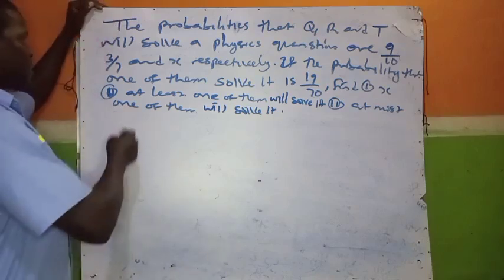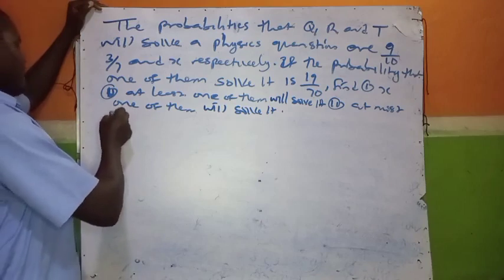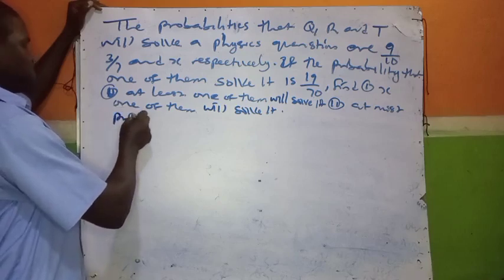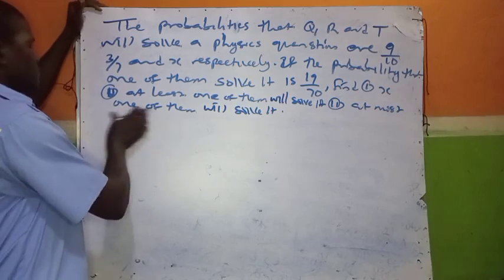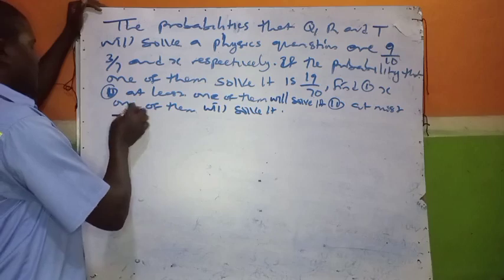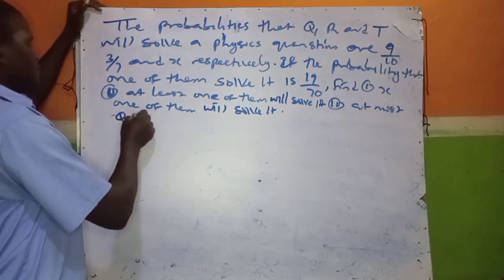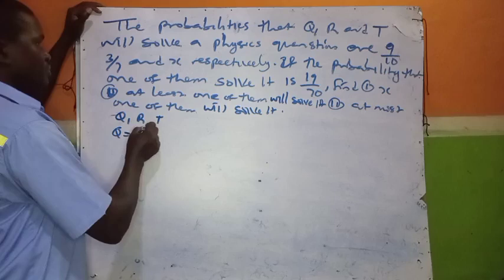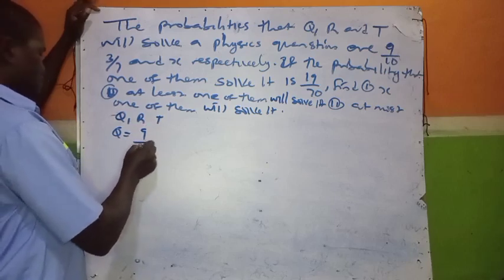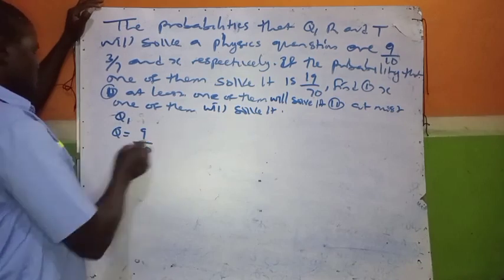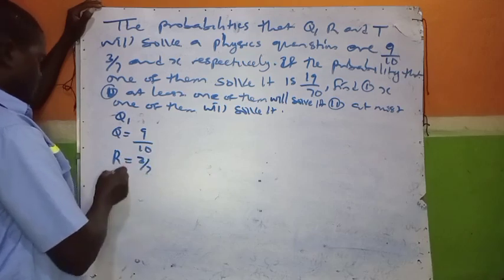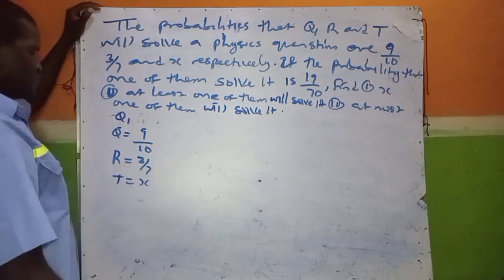So let's say the probability that they will solve it, Q, R, and T. The probability that Q solves it is 9 over 10. R solves it, that's 3 over 7. And T solves it is x.